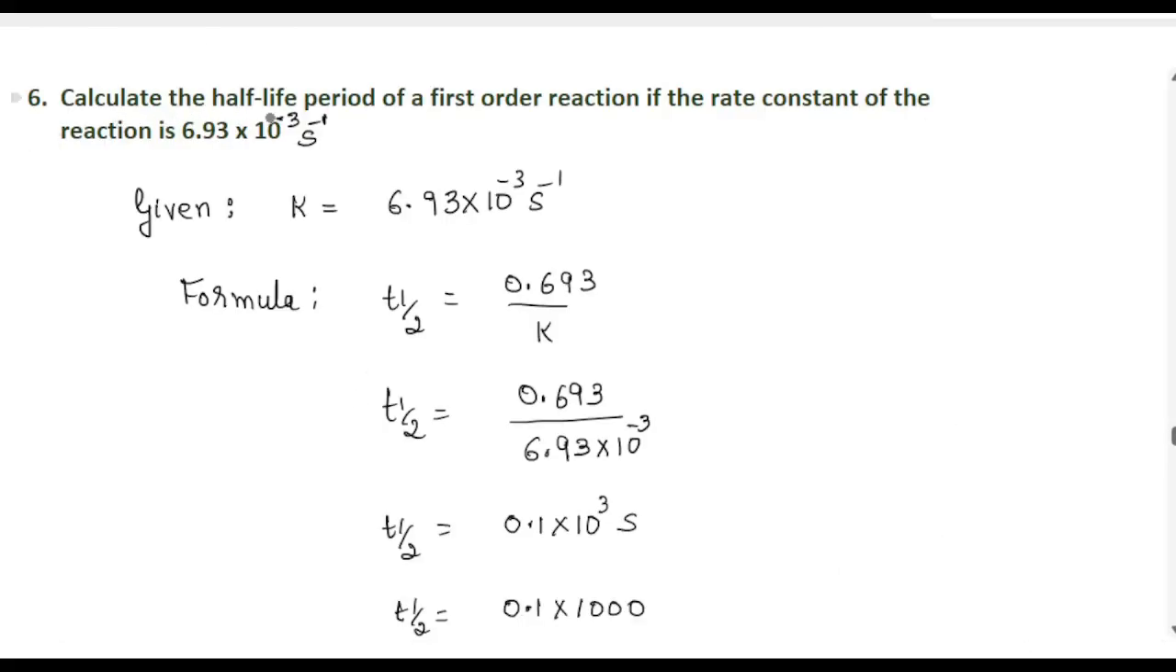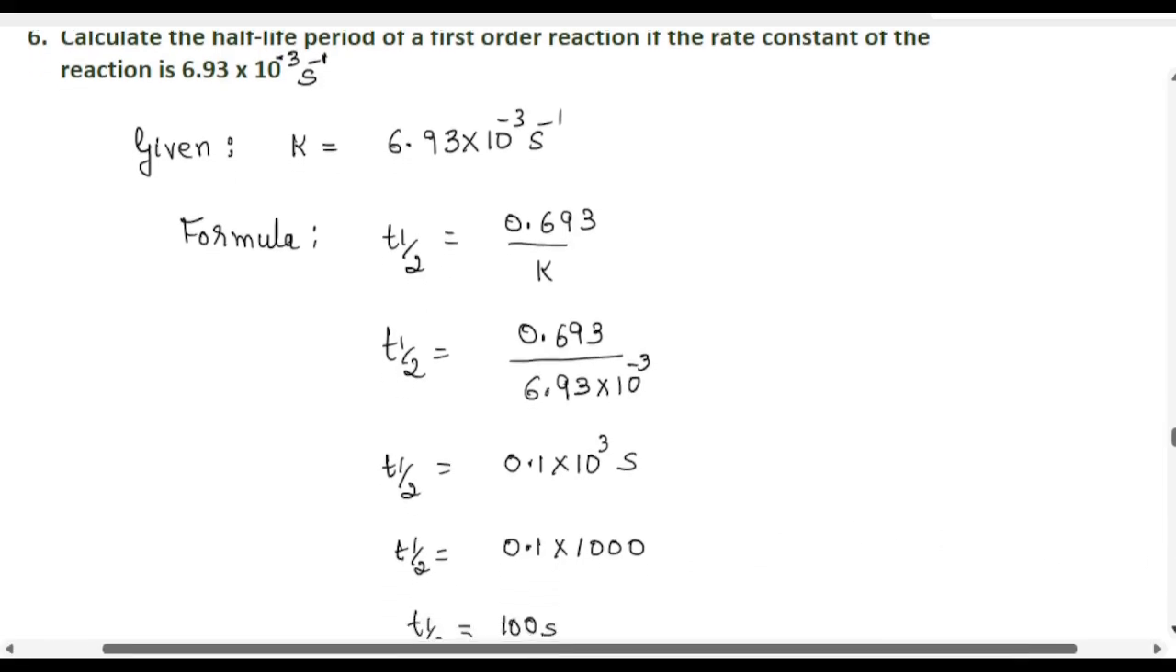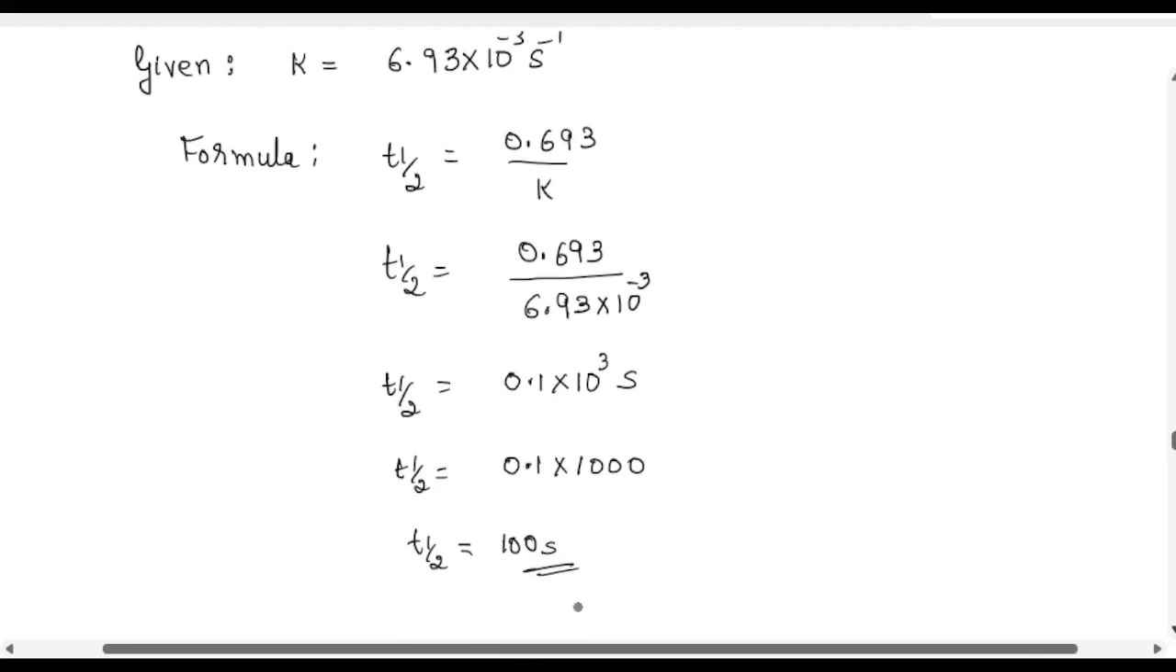Question number 6. Calculate the half-life period of a first order reaction if the rate constant of the reaction is 6.93 into 10 to the power of minus 3 per second. We need to find the half-life, T half. What is given? K is 6.93 into 10 to the power of minus 3. We know the formula to find the half-life of a first order reaction, that is T half is equal to 0.693 by K. Substituting the values, we get T half is equal to 0.693 divided by 6.93 into 10 to the power of minus 3. So on solving this, we get the answer as T half is equal to 100 seconds. This is the answer.